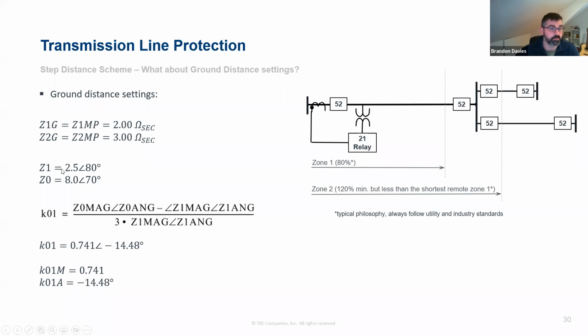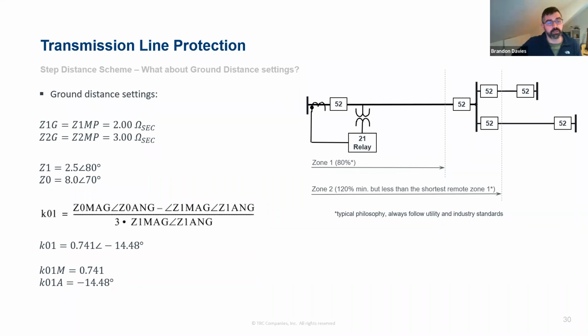And then we'll use our positive and zero sequence impedance values from the line impedance values to come up with this K01 factor, and that drives the settings that we put into the relay to allow the relay to know how to adjust these positive sequence values into zero sequence values, because they're actually operating on zero sequence quantities rather than positive sequence quantities.